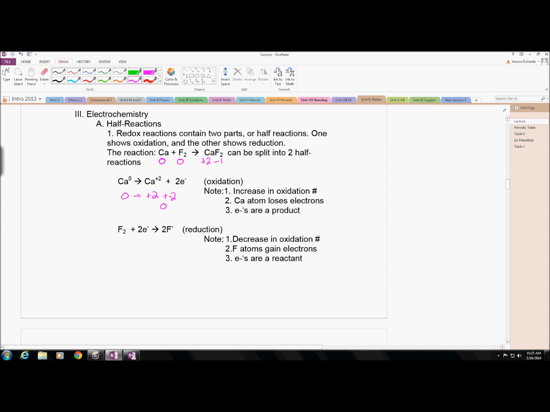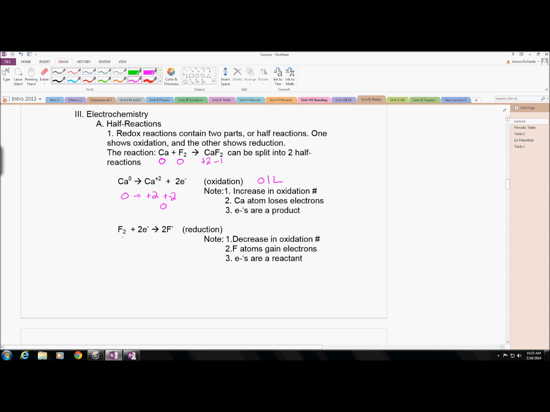This is oxidation because the number went up. Oxidation is a loss of electrons. If it's losing electrons, electrons are a product over here. The number of electrons lost is how many it had to lose to become that ion, and it's going to add up so that our charges are balanced. It obeys the law of conservation.